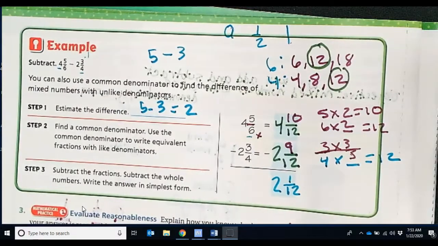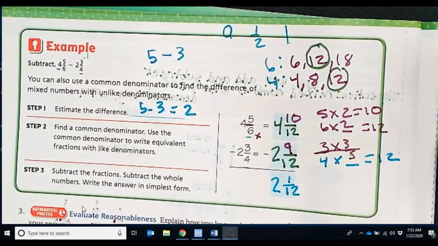All right, now I need you to go on Think Central and work the 2 problems.